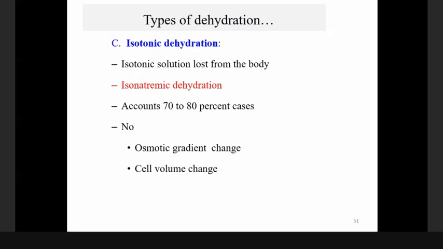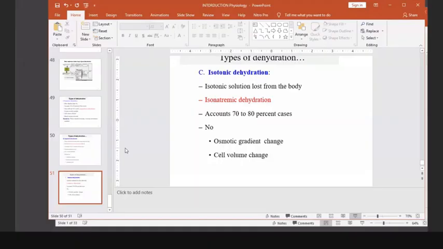So this is all about the introductions. So we'll see the cell physiology. Okay, so let me share the cell physiology.